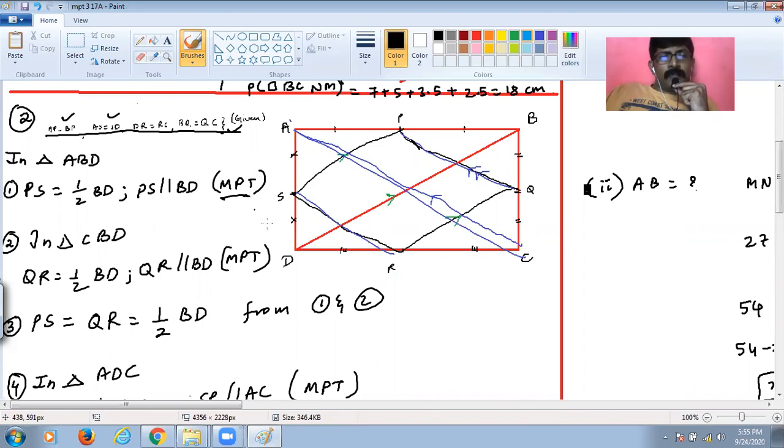उसके बाद प्रूव क्या बोलेंगे? इन ट्रायंगल CBD. देखो ये वाला ट्रायंगल चूज करते हैं, CBD वाला ट्रायंगल. ये CBD में क्या है बच्चों? देखो CQ is equal to BQ because Q is a midpoint and CR is equal to DR because R is a midpoint, isn't it? So what can we say about QR? QR is half of BD and QR is parallel to BD. By which theorem, students? This line segment is passing through the midpoint of the 2 sides of the triangle. So this is midpoint theorem, isn't it?